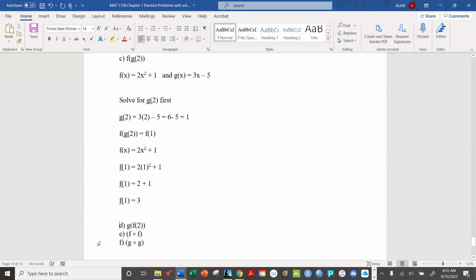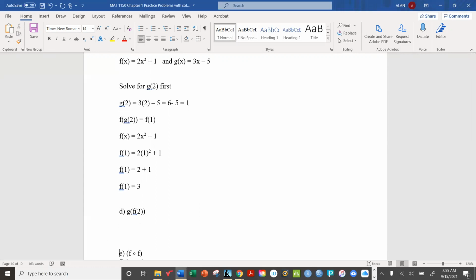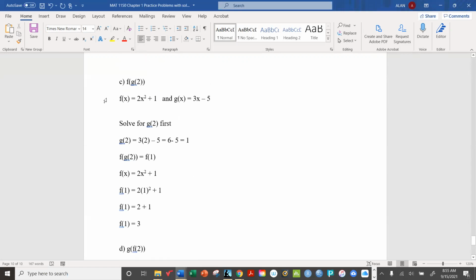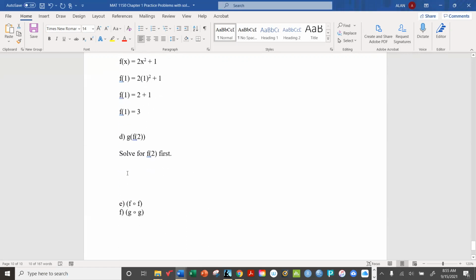Beautiful. Now here, of course, we have something similar. We're going to solve for f of 2 first. And so let me just quickly grab these again. And f of 2, therefore, would be 2 times 2 squared plus 1. That's 2 times 4 plus 1. And therefore that is equal to 9, or 8 plus 1, which is of course 9.